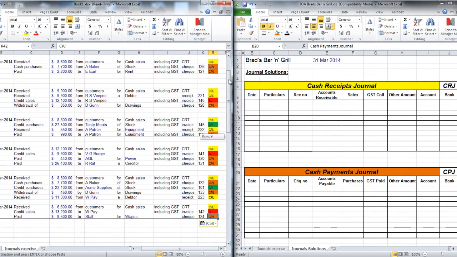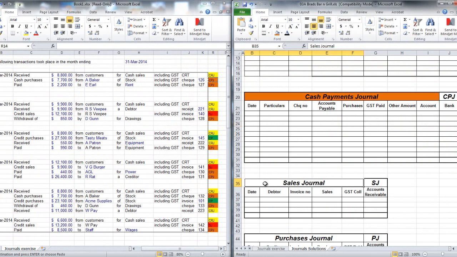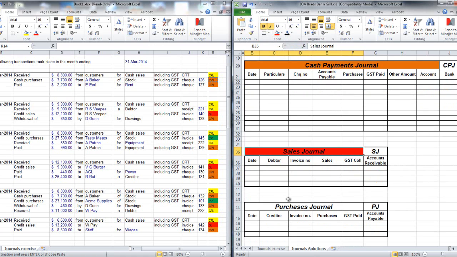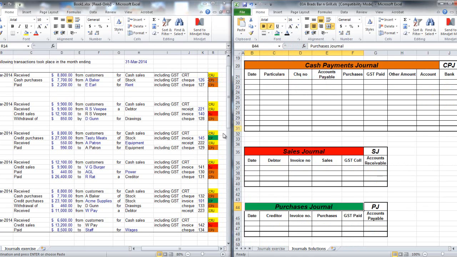Okay, so there I have it, and then for sales journal, SJ, we have red, and purchase journal, we have PJ. And as you can see, I have put it as CP, cash payments. We'll go with PJ, sorry, PJ.